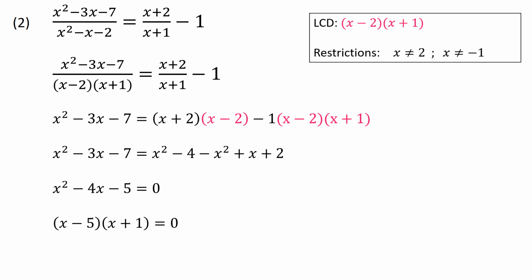We factorize it, so we have (x minus 5)(x plus 1) equal to 0. So our answers will be x is equal to 5 or, and then this falls into the restriction, so x can't be negative 1.